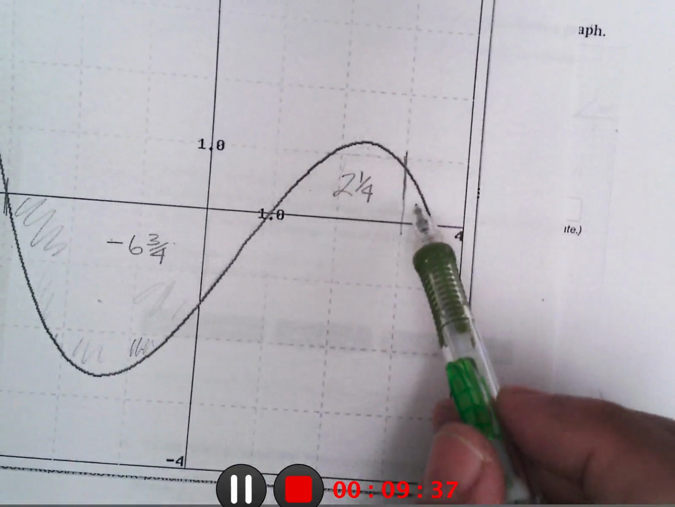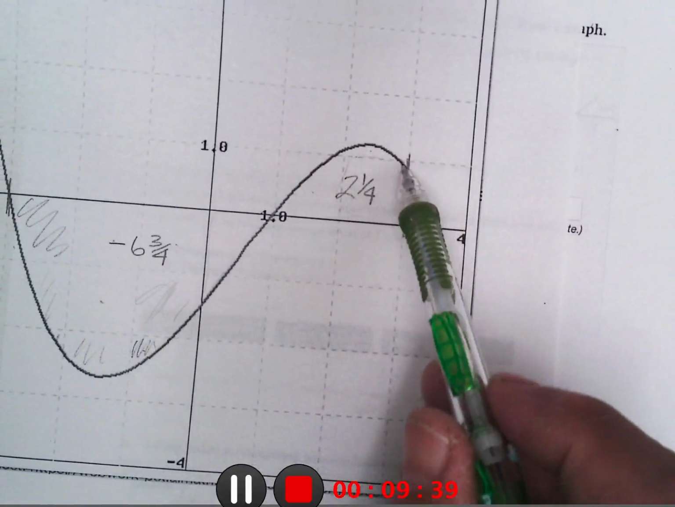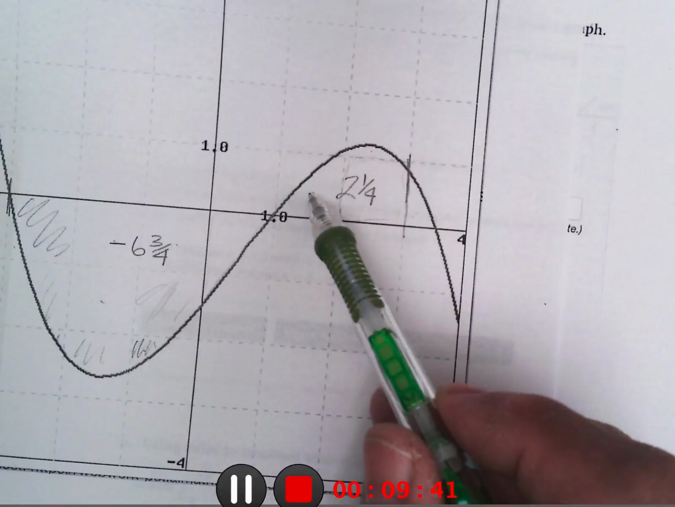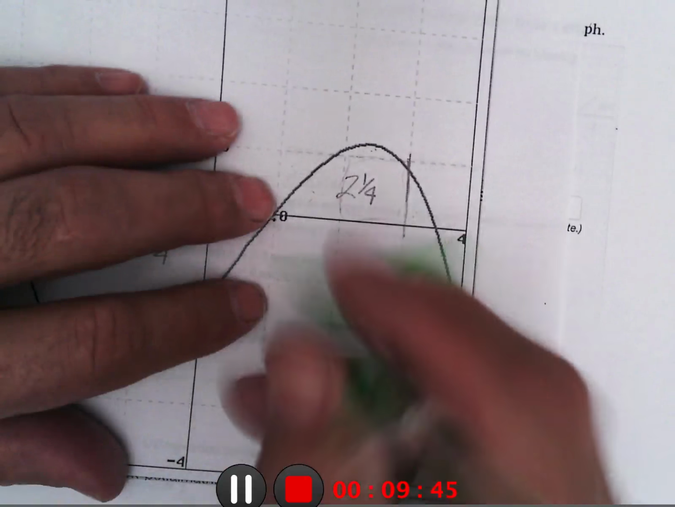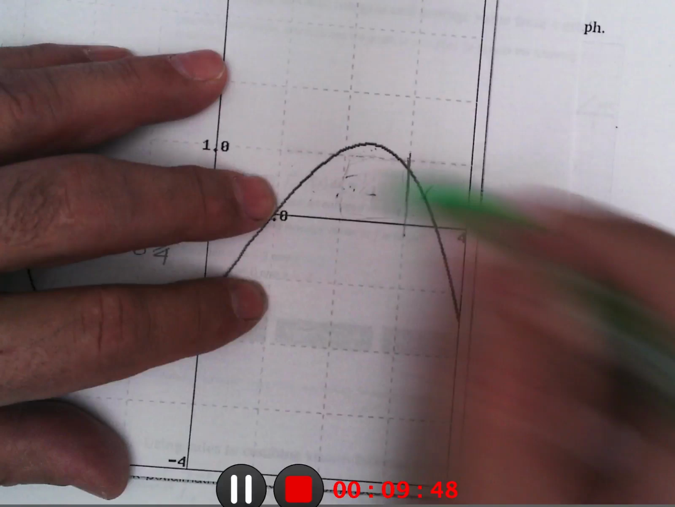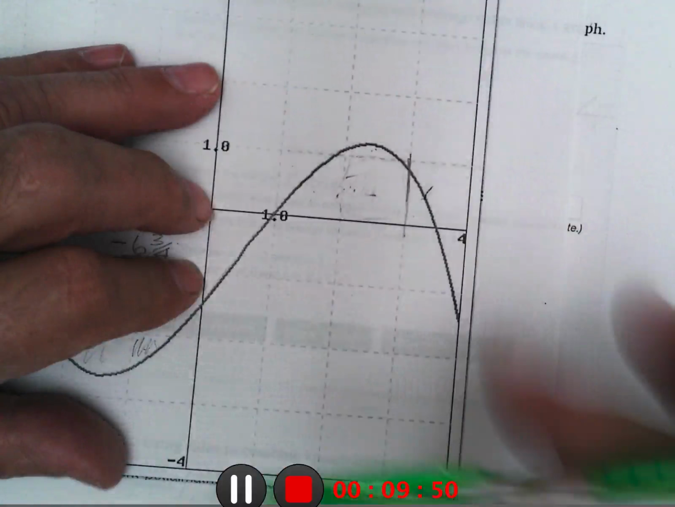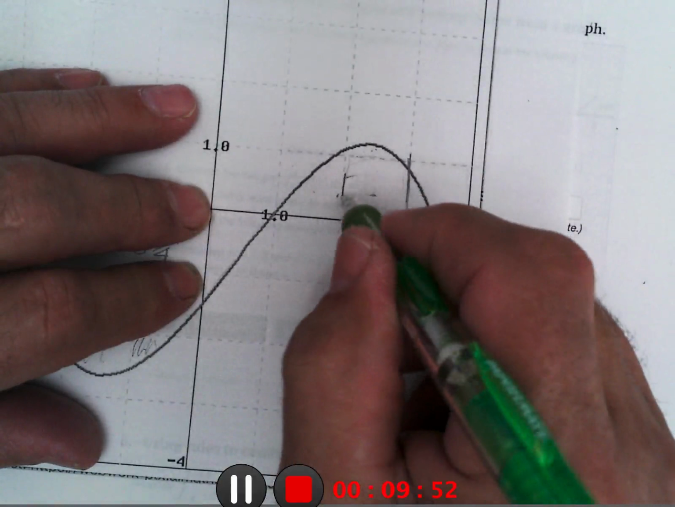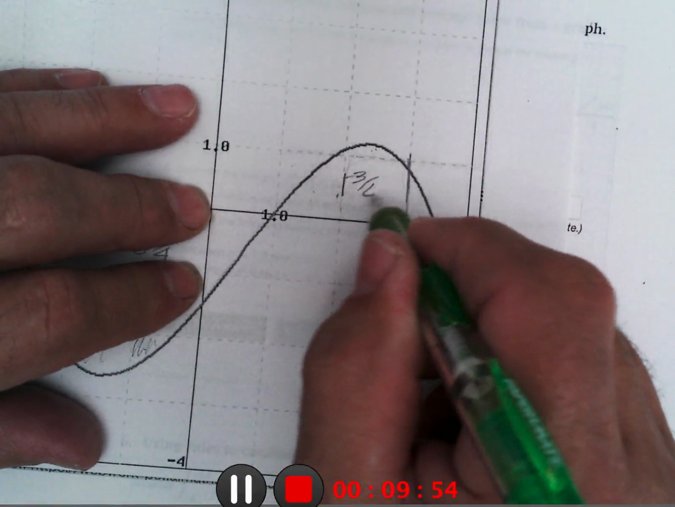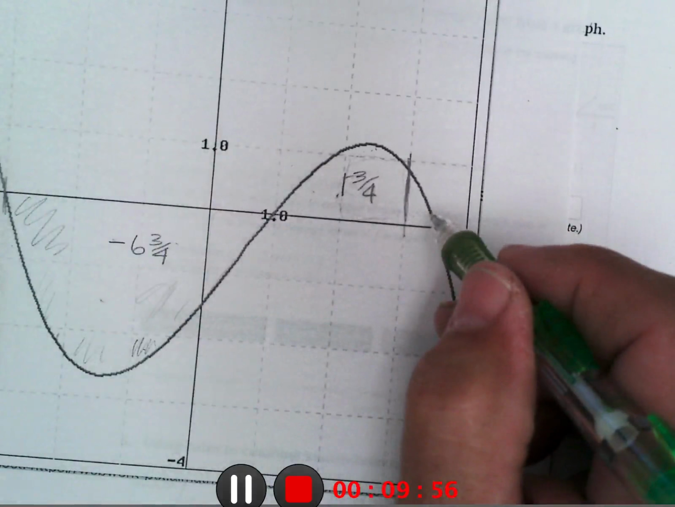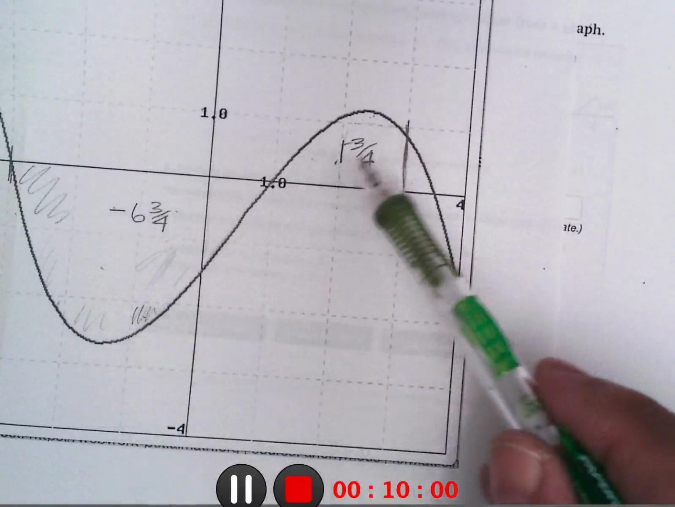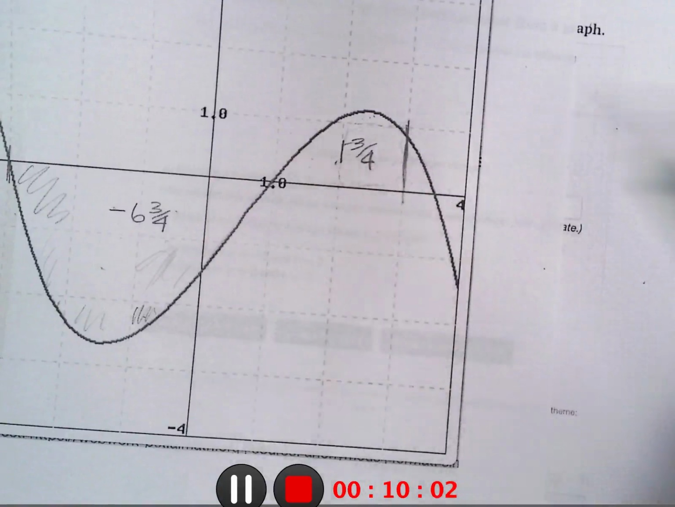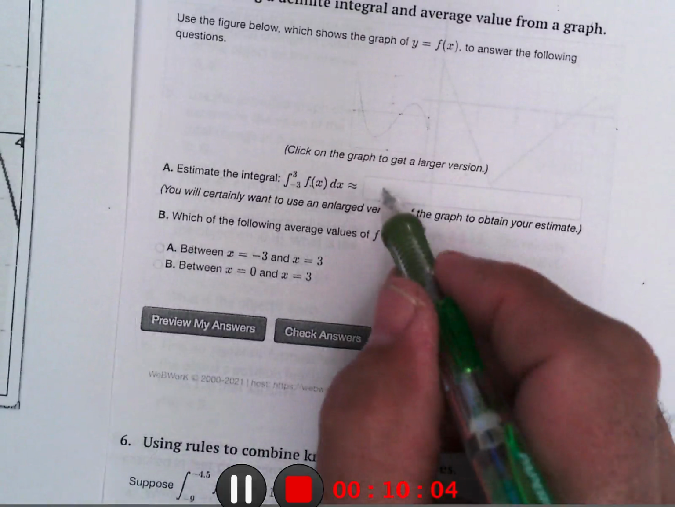I want to do, this would be 1, and this would be not quite another 1, so 1 3/4. I added that piece on there, and they said stop at 3. So I'm going to go 1 3/4 to here. And so if this is -6 3/4 and this is 1 3/4, I get a total of -5 approximately.